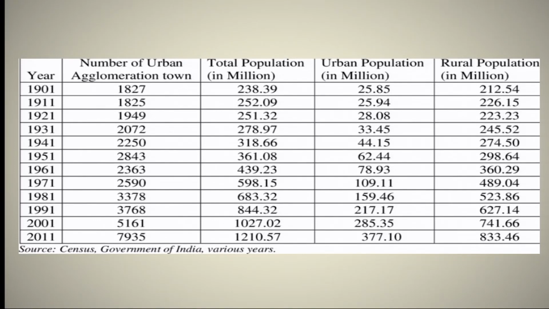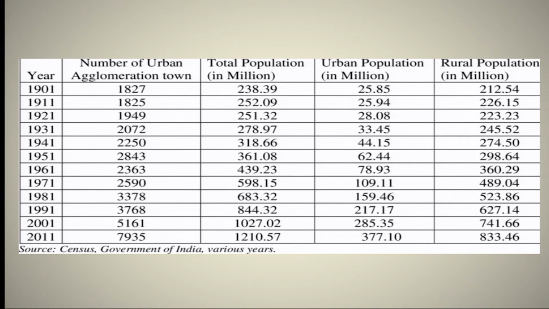The number of urban agglomeration towns has increased from the year 1901 to 2011. You can see from the graph itself how the number of towns was only 1,827 in 1901, and in the year 2011 you will find that the number of urban agglomeration towns has risen up to 7,935.